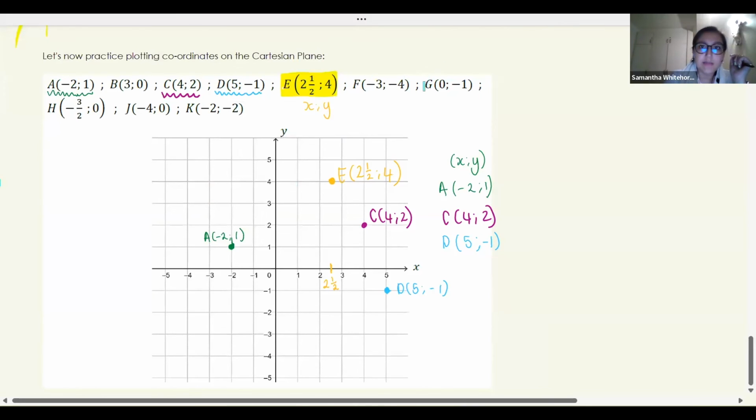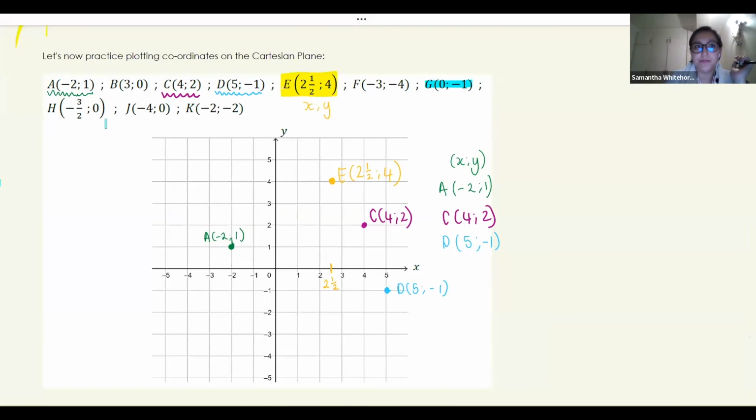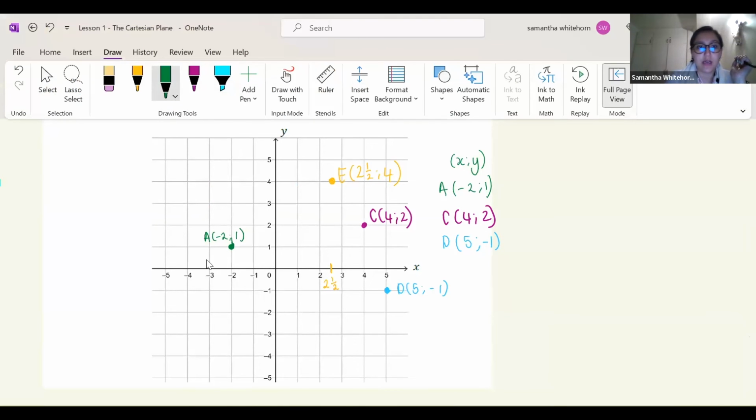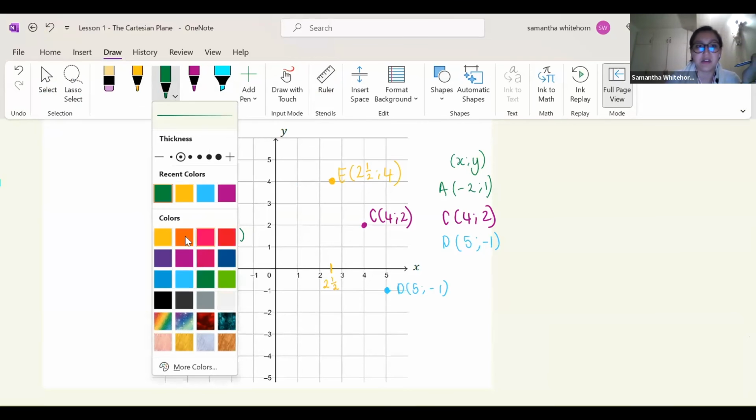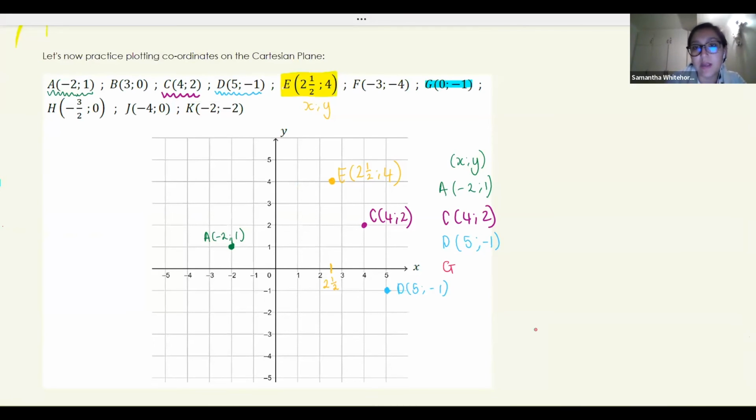Right, who would like to explain for me where we would plot? You can raise your hands. I'm going to find a color that we haven't yet used. Let's go pink. Anyone want to explain to me where I would plot point G? So G is at 0, -1. Kakizo?